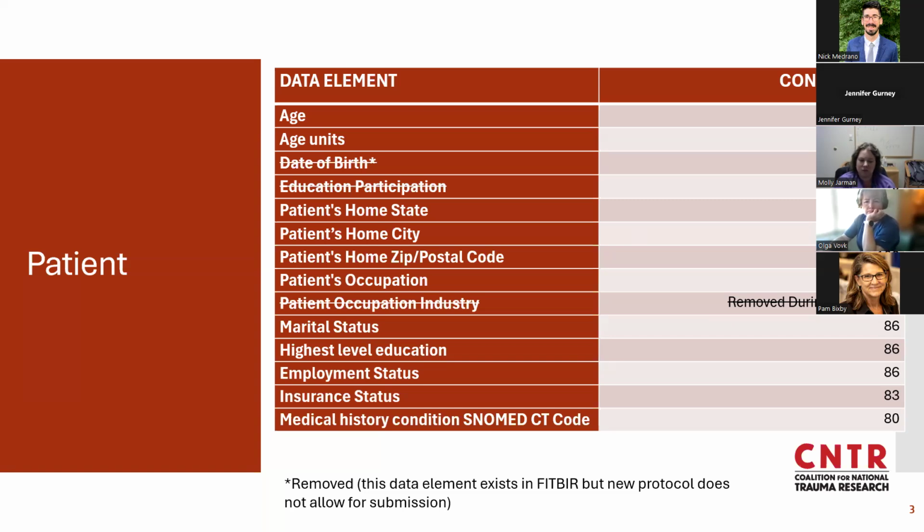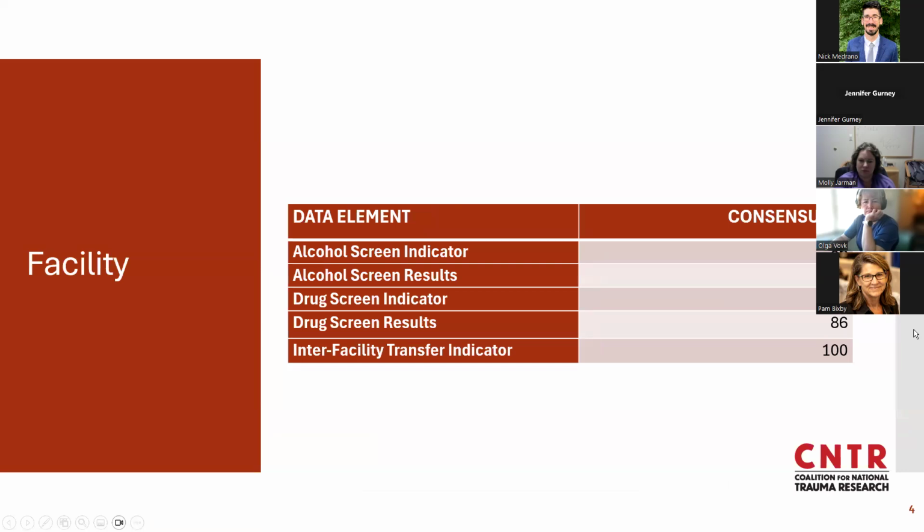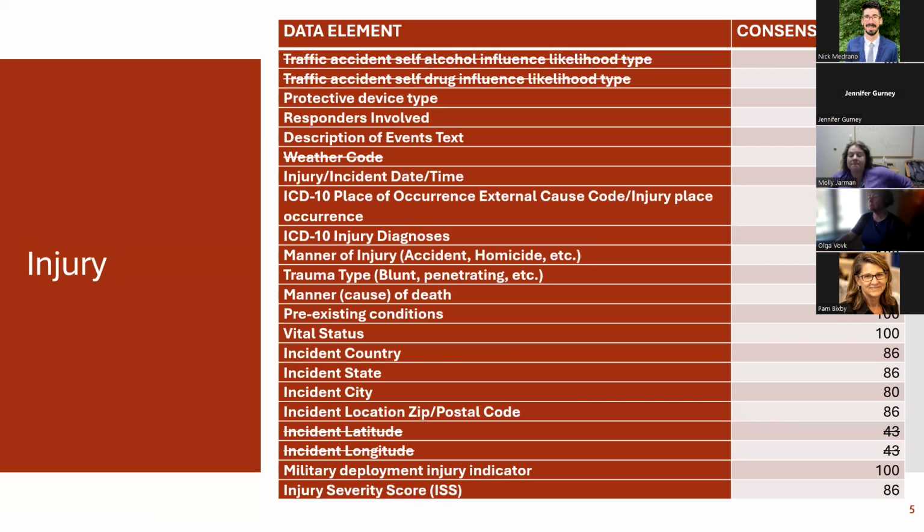So we have some age elements. We will talk in a little bit about these location elements: state, city, zip, and then some more demographic elements, employment, education, things like that. When it comes to facility-specific elements, all of these met inclusion: alcohol screen, drug screen, as well as results, as well as whether this was a transfer patient. And then finally, injury elements.